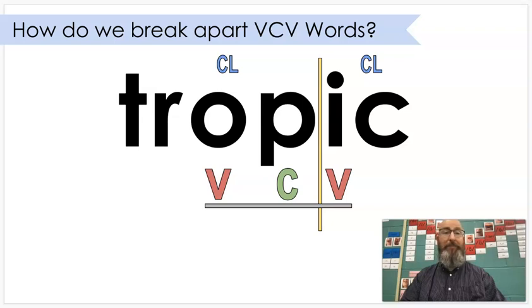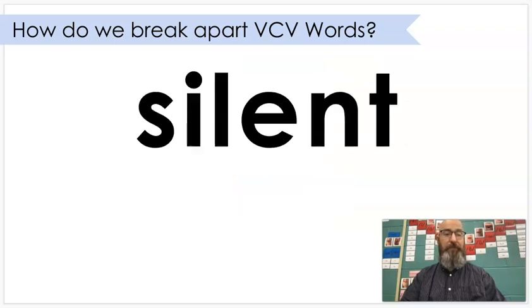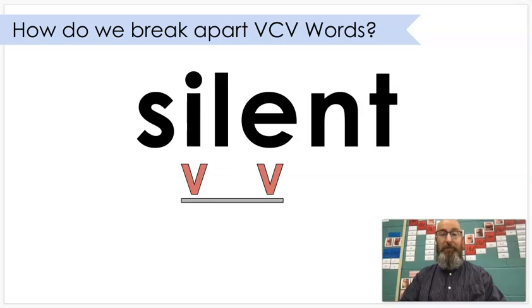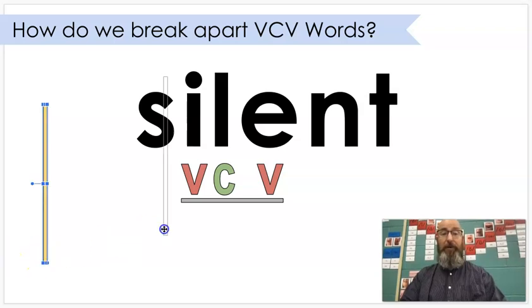All right, last one before we silent blend. What's our first step? Label the vowels. And what are the vowels? The I and the E. What do I do after I label the vowels? Build a bridge. That's correct. And what do I put on my bridge? That's right, the consonants. Only the consonants above the bridge, and I only have one. That's the L. What's my next step? Break it apart. So let's give it a try.